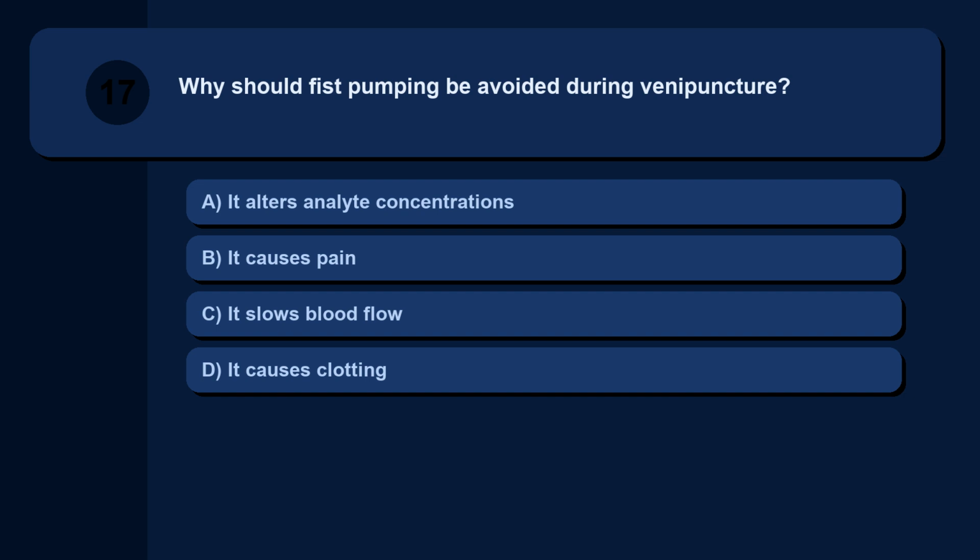Repeated fist pumping increases potassium and lactate levels, leading to falsely elevated results and inaccurate diagnosis. Patients should remain relaxed with hand in a neutral position.